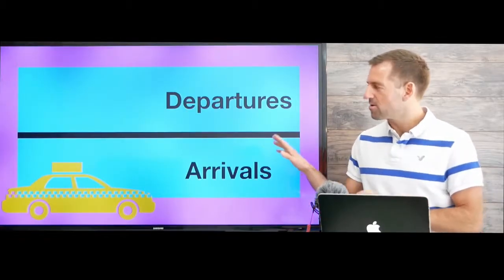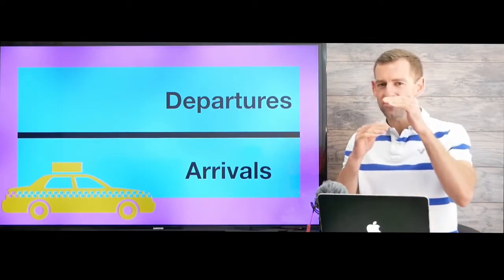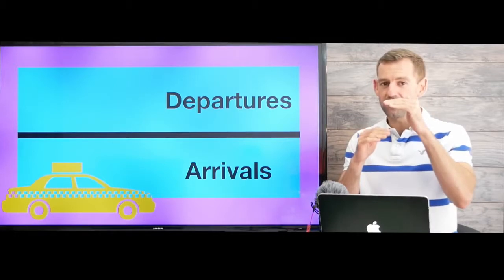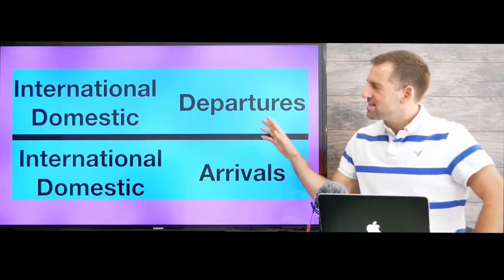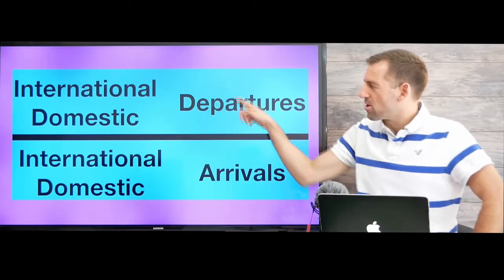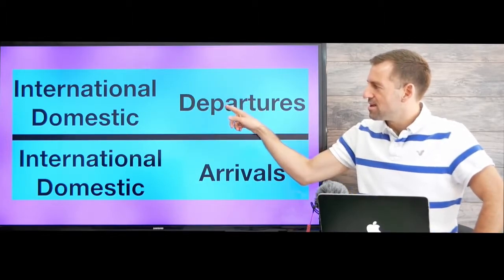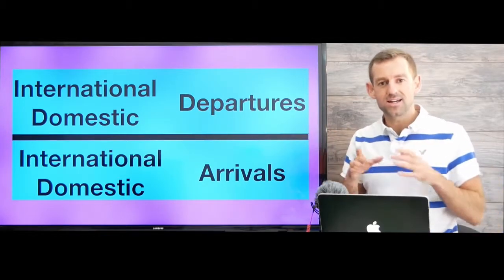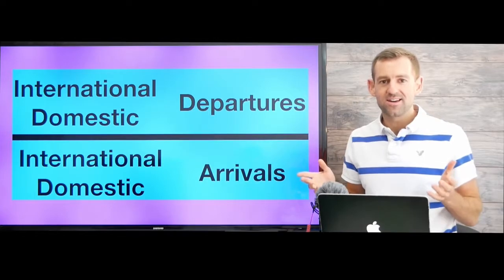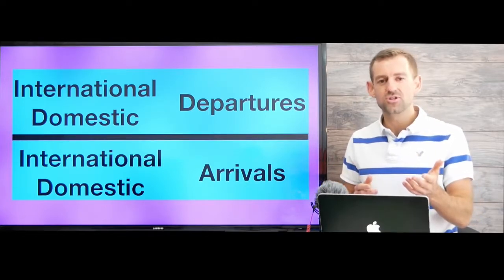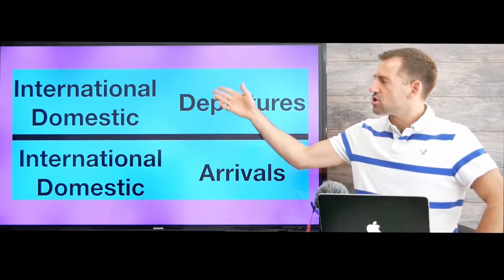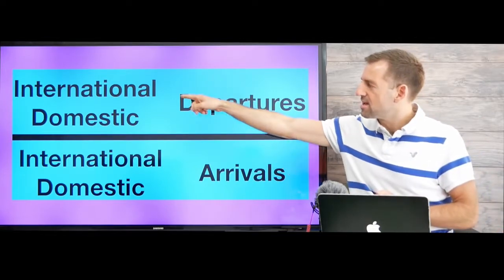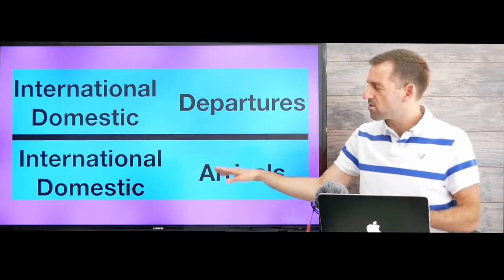Okay, now an airport building usually has two levels. The top level is the departures level and the bottom is the arrivals level. Departures means you're leaving, arrivals means you're coming. So you might see a sign that says international departures or domestic departures. The word domestic means inside the country. You're not leaving the country. So if you fly from New York to Los Angeles, you would go to domestic departures. But if you're flying to Germany or some other country, then you would go to international departures. And it's the same for arrivals.